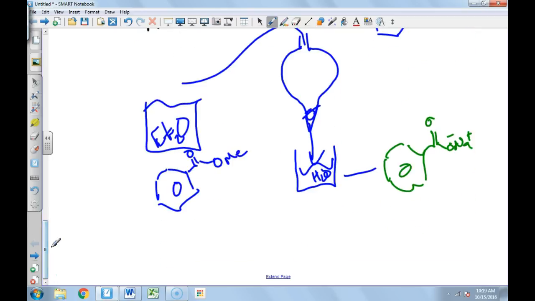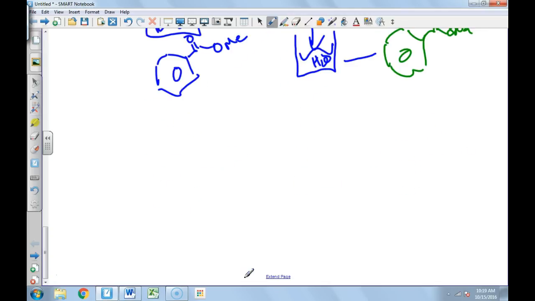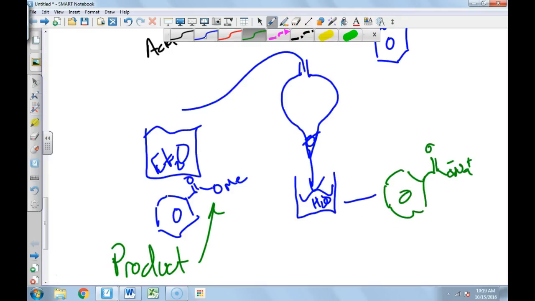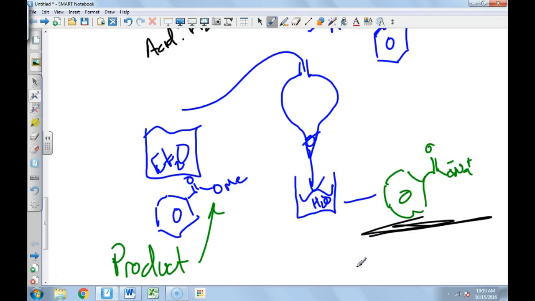Because here, this is your product layer. That's what you're going to isolate. But now here, this guy, this is what you recover. Now we can logically figure out what to do here.